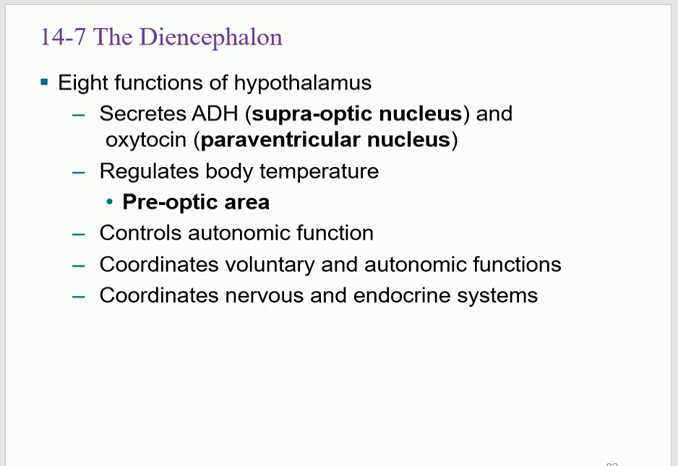ADH comes from a nucleus called the supraoptic nucleus, and you need to remember that. Oxytocin comes from the paraventricular nucleus. So what are the secretions and where do they come from? Important. Hypothalamus, are you only managing the endocrine system? No, I'm helping as well. I secrete those two.